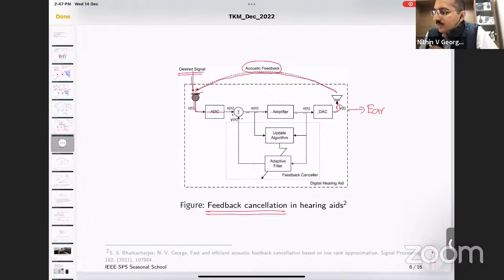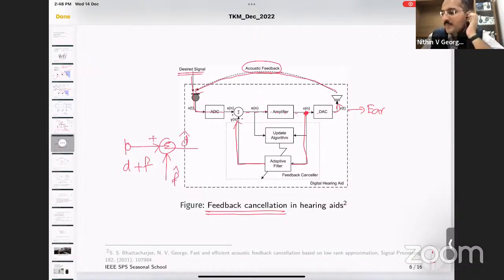Okay. Now, the possibility which we are looking at is, can I tap the signal from here, pass it through a filter, and subtract that from the output of the microphone? What I'm trying to do, you have a microphone. Microphone contains desired plus feedback. Now what we are saying is, can I, from the sum of this, subtract an approximation of F so that you get an approximation of D at the output of the adder? That is what we are trying to do over here.